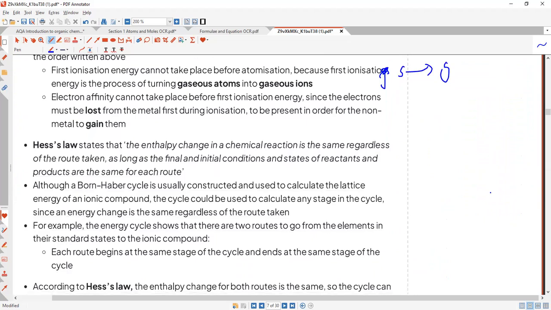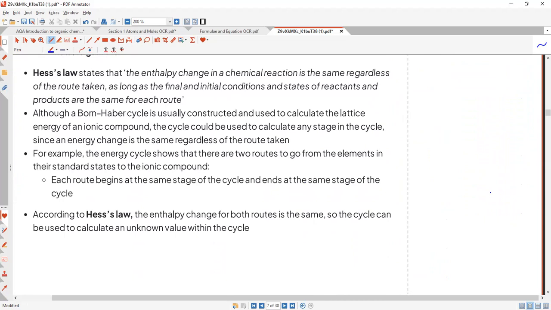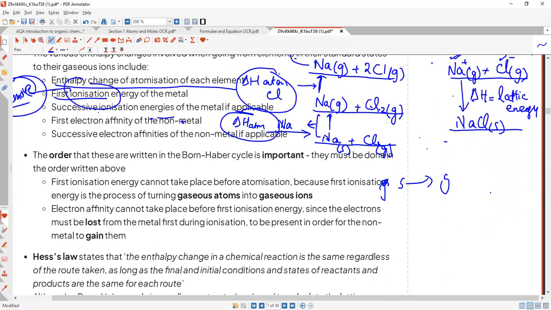So I'm stopping here, and we will learn Hess's law tomorrow, same timings. It is very interesting. Inshallah, we will do it.